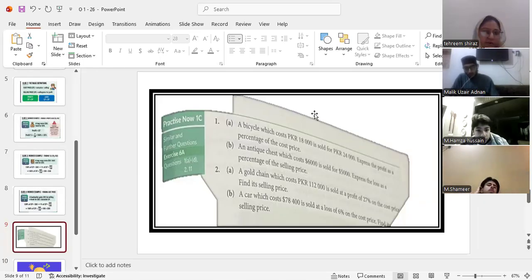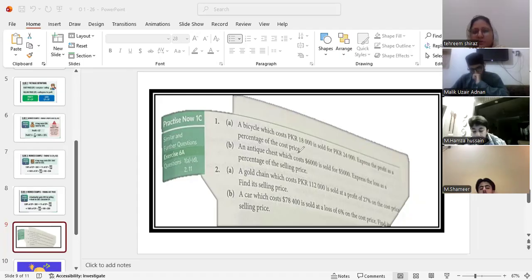I'm going to read question number 1. The question is: a bicycle which cost PKR 18,000 is sold for 24,000. Express the profit as a percentage of the cost price. Anyone who can do this question, please raise your hands. Anyone, please raise your hands. Yes, Hamza Hussain.